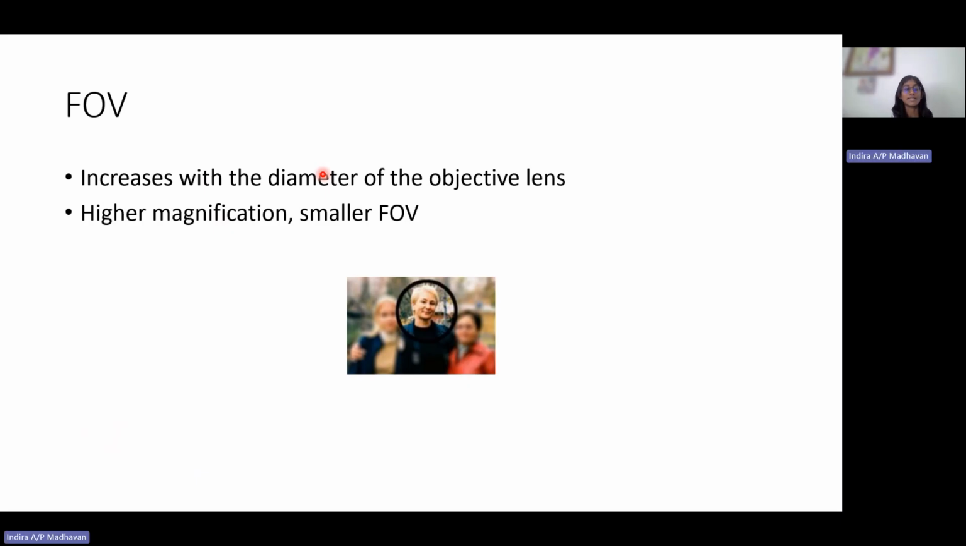So what is field of view? As I mentioned earlier, it increases with the diameter of the objective lens. The bigger the diameter of the objective lens, the bigger the field of view would be, while the higher the magnification, the smaller the field of view. As I mentioned earlier, with spectacles or the naked eye, we can see the whole picture, but with the telescope, we will only be able to see one portion of it. So this is the field of view. It's limited. You won't be able to see the outsides or the periphery.